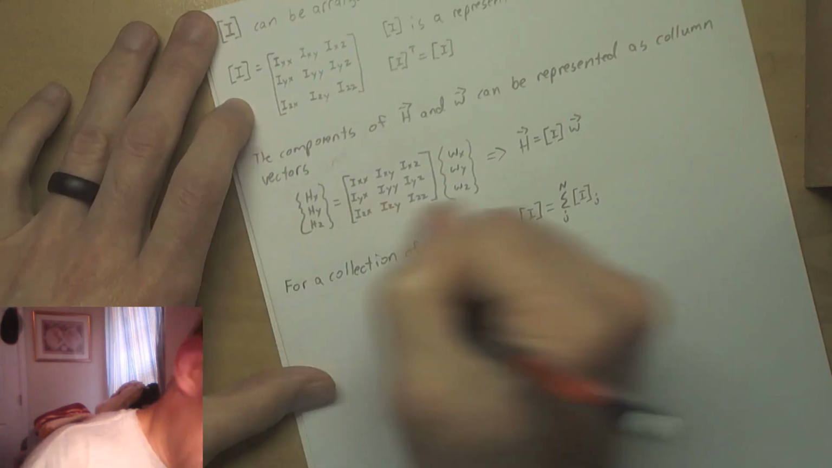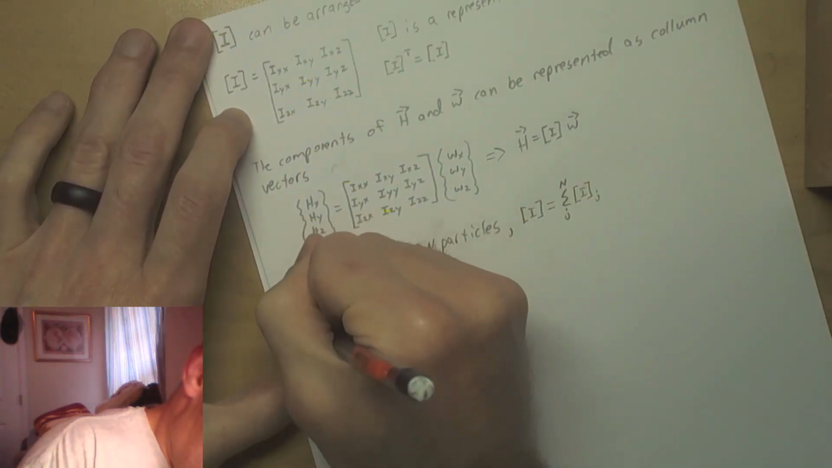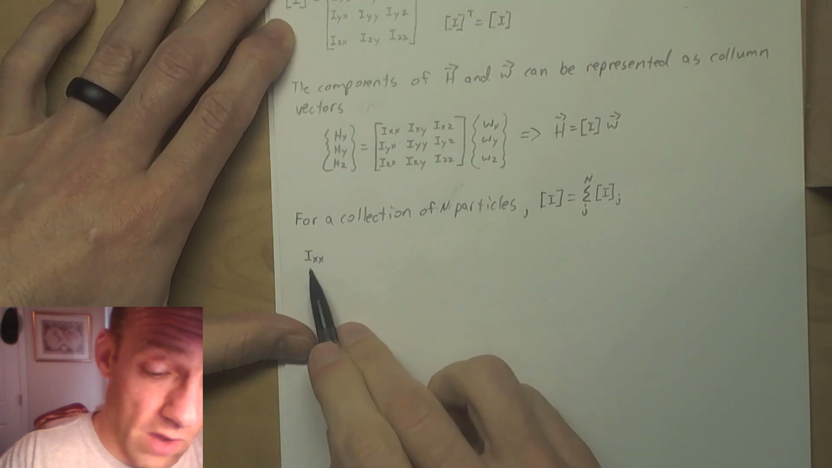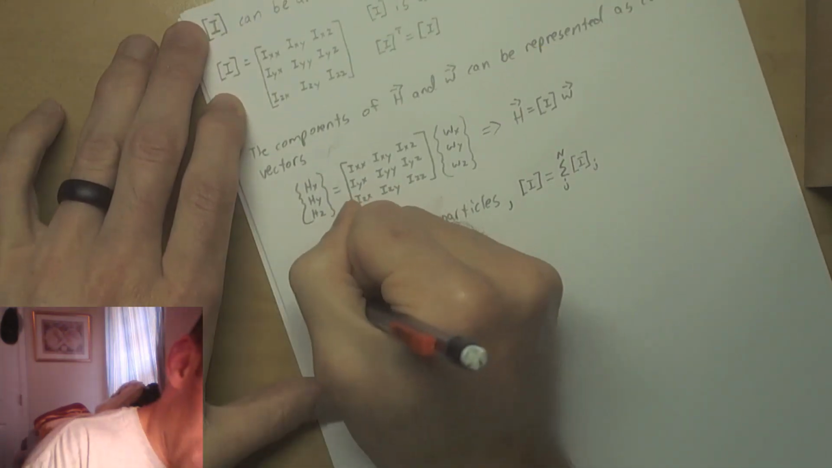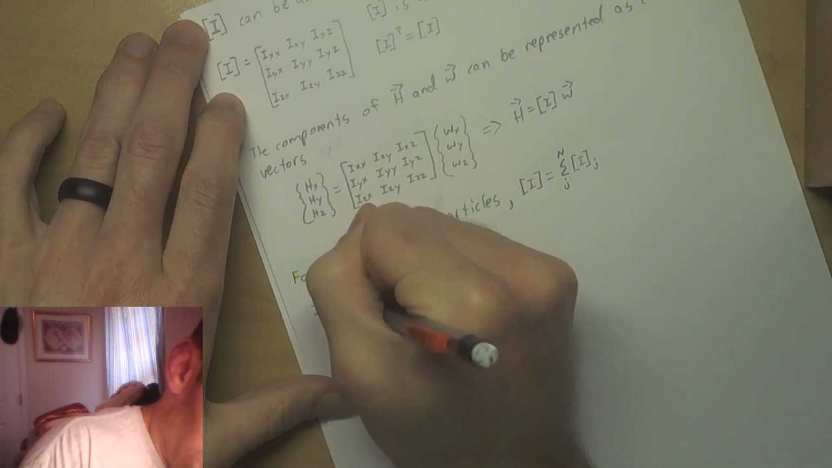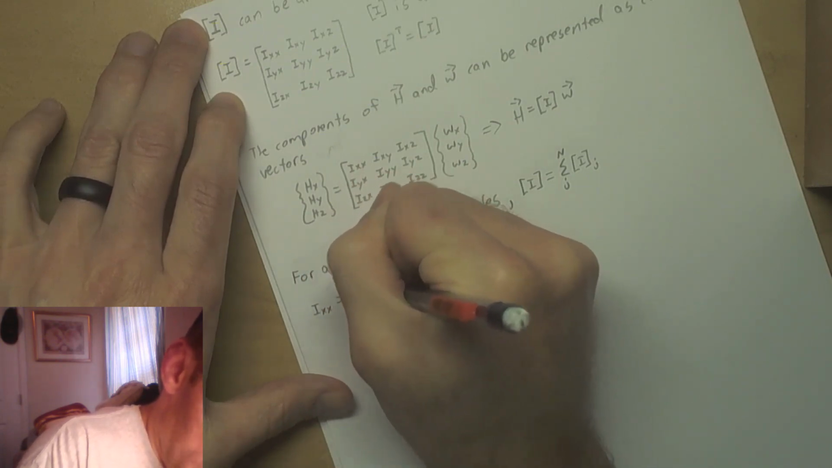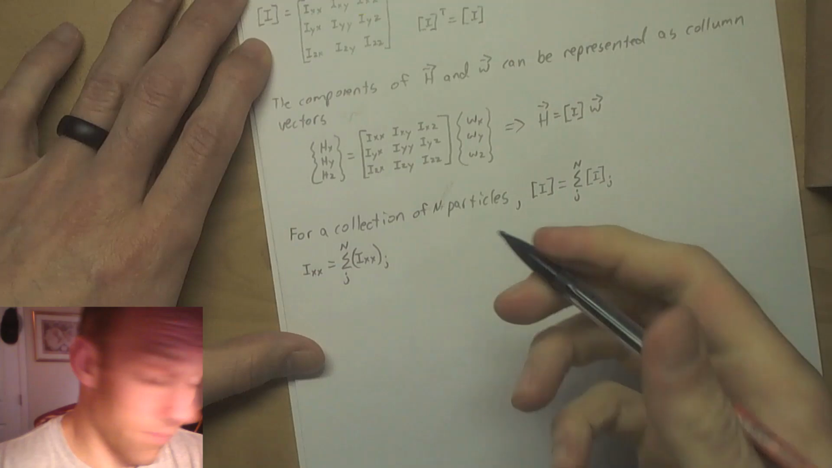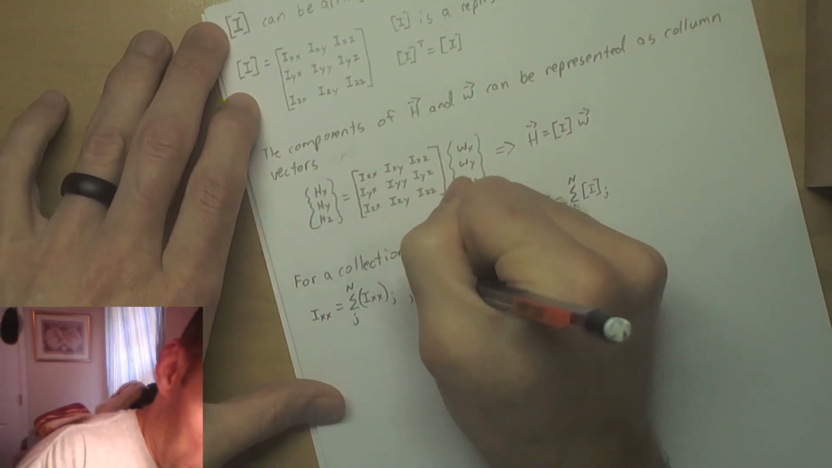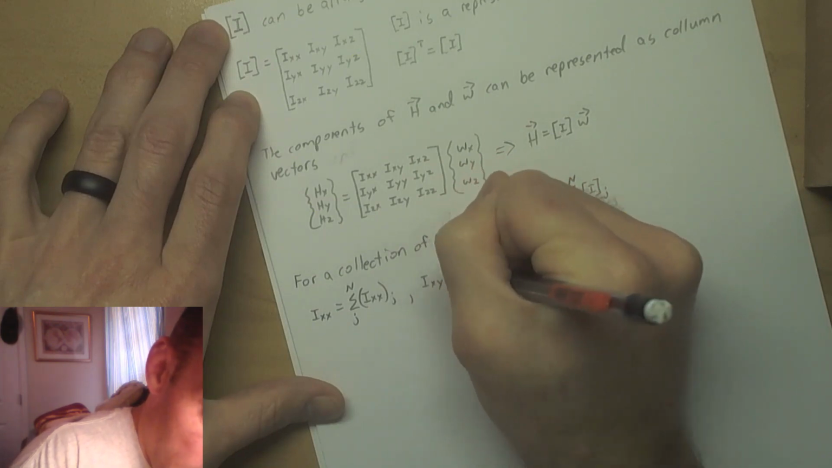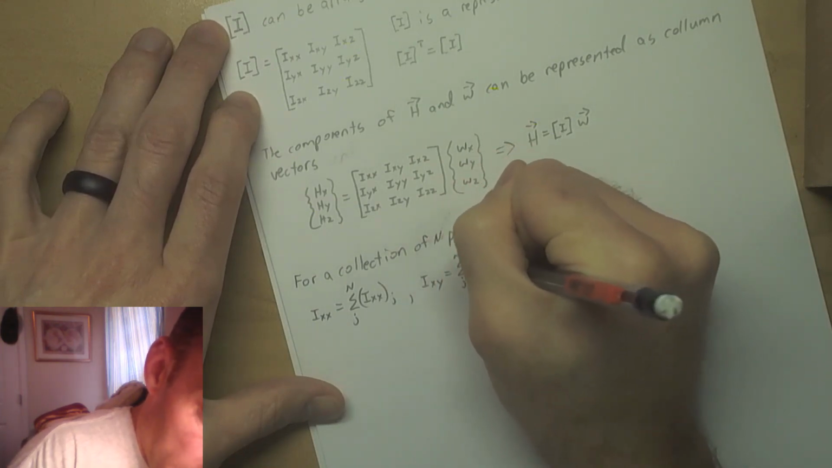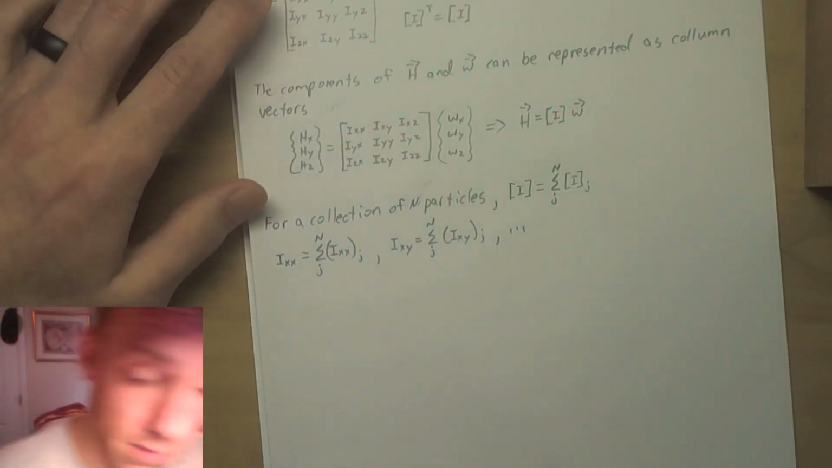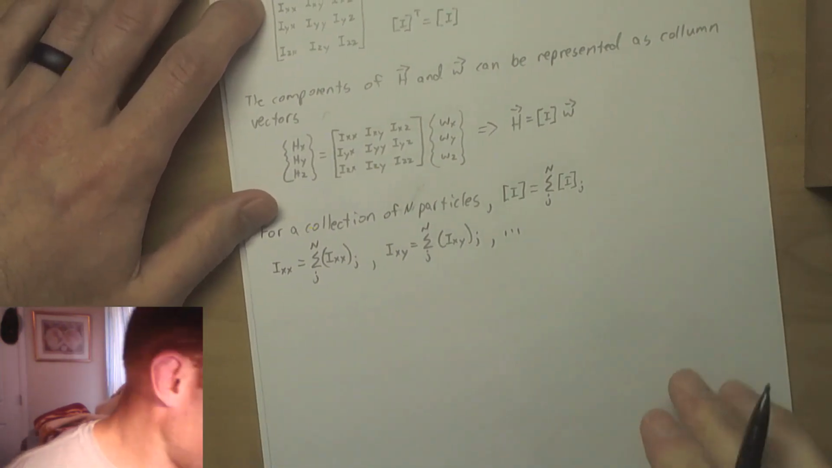So the Ixx component of the total inertia tensor would just be the sum of the individual Ixx components, and likewise for Ixy, Ixz, and so on and so forth.